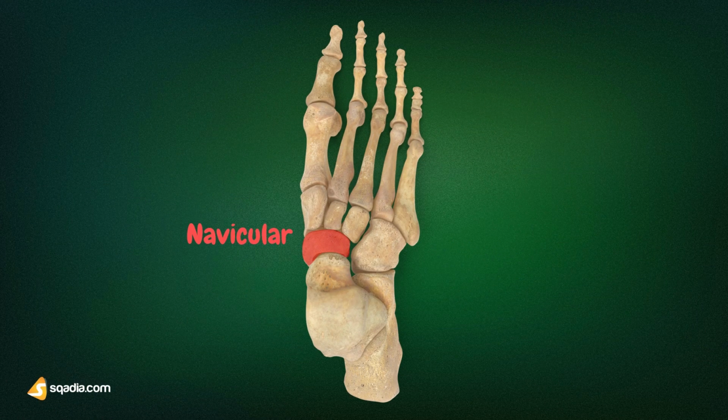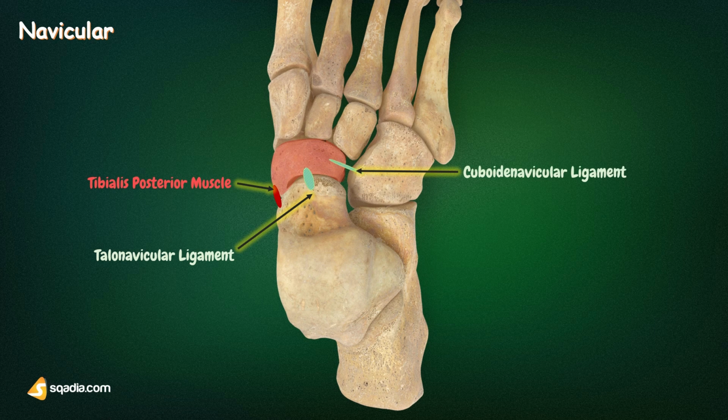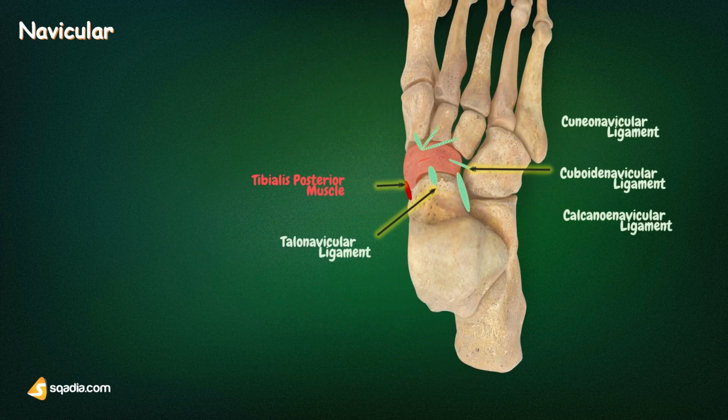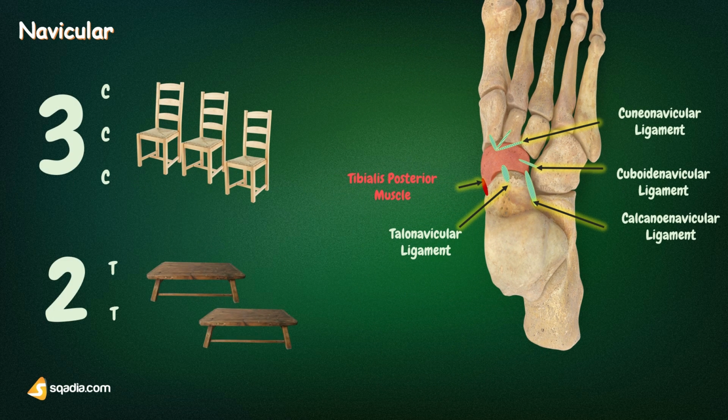The navicular bone has the navicular tuberosity, to which the tibialis posterior muscle attaches. Moving to the lateral side of the navicular bone, we can find the plantar and dorsal cuboideonavicular ligaments and the cuneonavicular ligaments that join the bone to the three cuneiforms. The dorsal surface of the navicular bone attaches to the neck of the talus with the help of a broad and thin dorsal talonavicular ligament. The plantar calcaneonavicular ligament is attached near the proximal aspect of this bone.